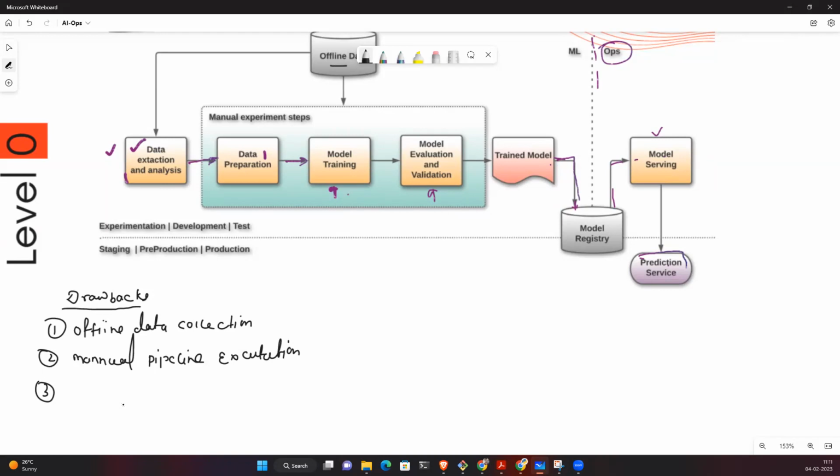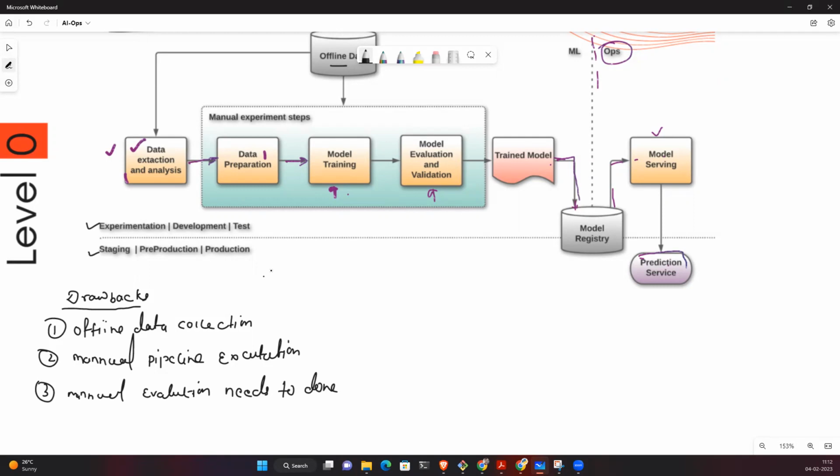So model evaluation and validation is a manual process, and then you take a decision whether we should go into production or not. That's what we call model evaluation and validation, and that's what we call a manual experiment step. Then we register the model, again doing the same thing, so manual evaluation needs to be done. This is our experimental development stage, and this is our pre-production stage.